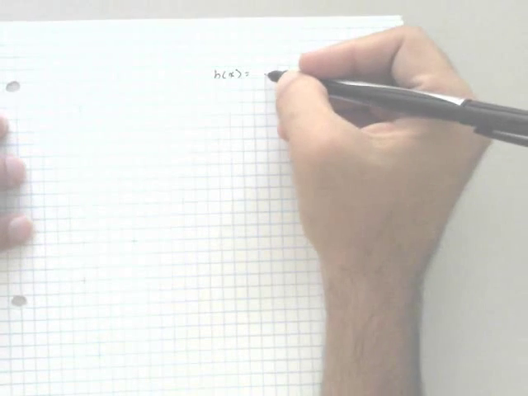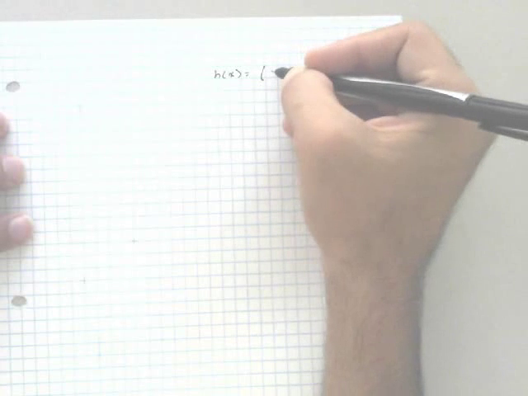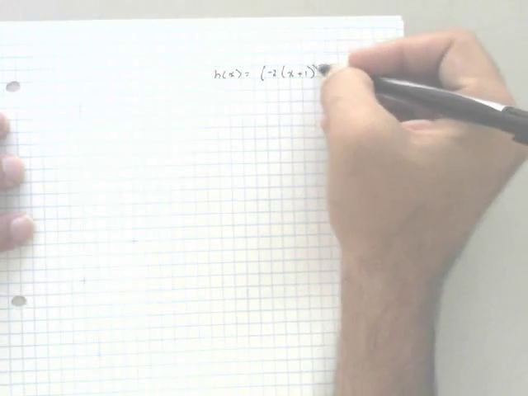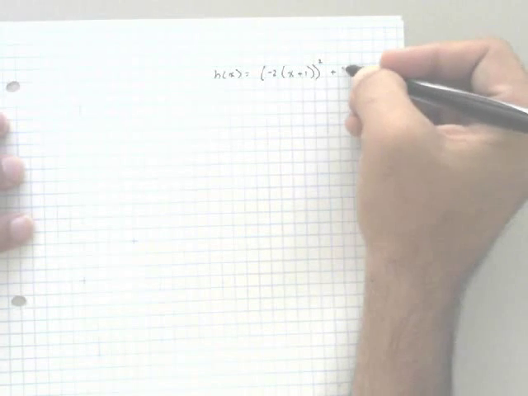Okay, let's try another example. Say I have some h of x, which is equal to, this time we'll go -2 times x plus 1 all squared plus 3.